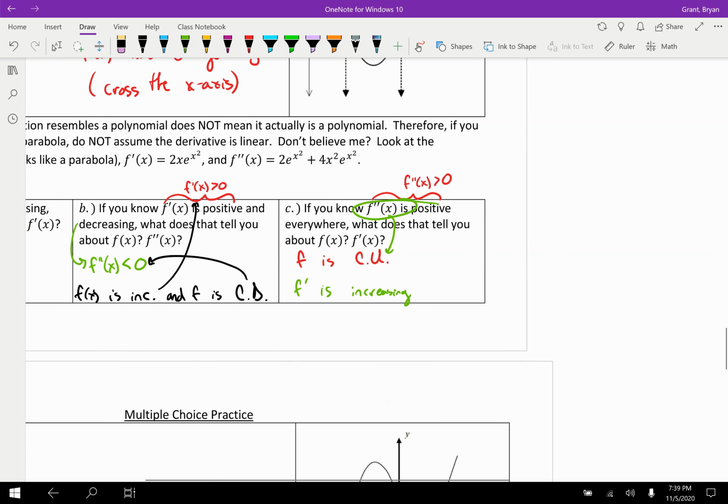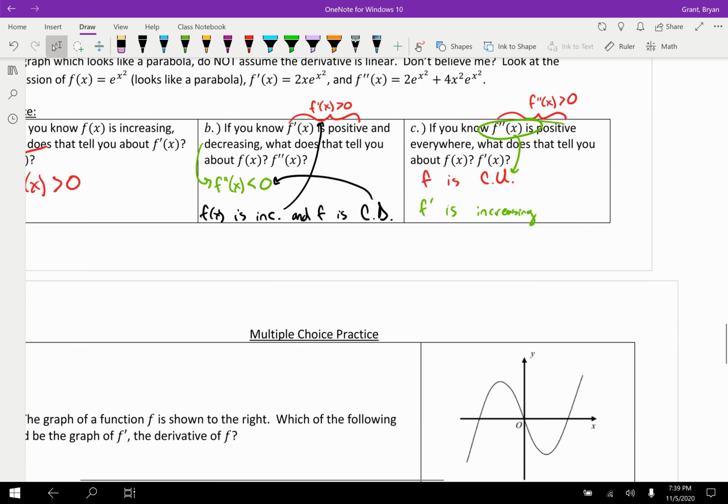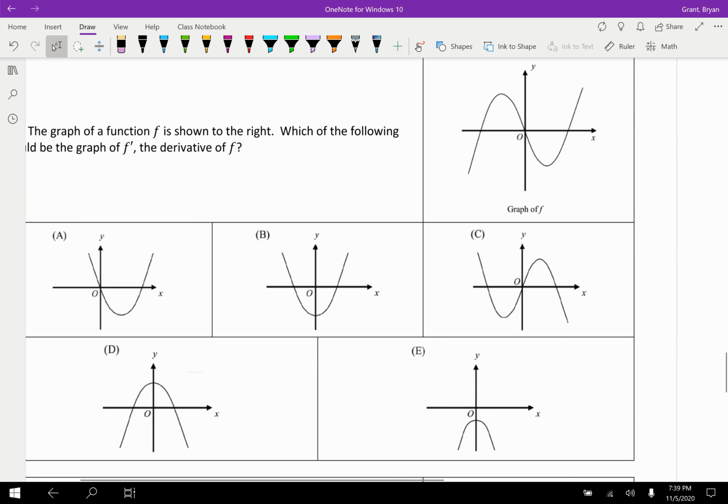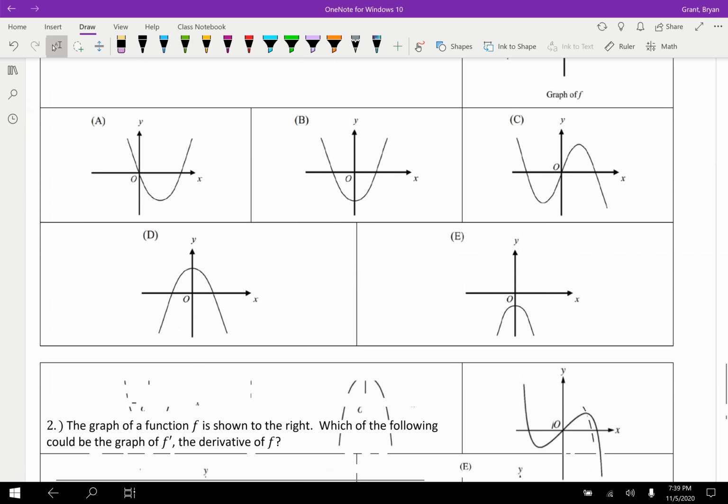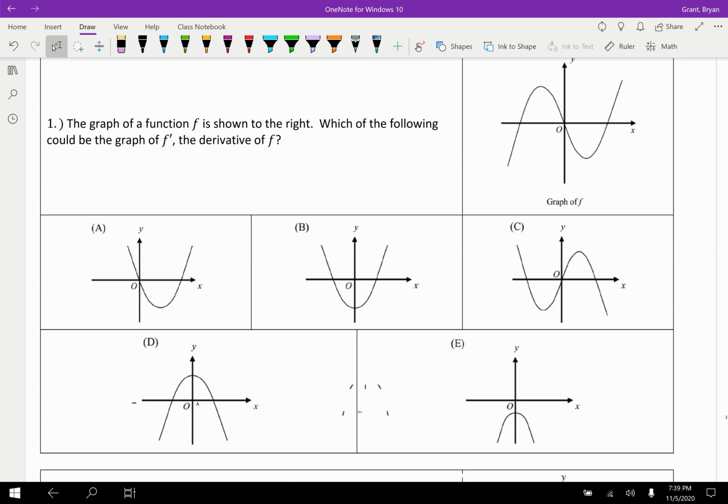So let's go ahead and try to put that into two multiple choice practice problems. They're pretty similar to each other, nothing too terrible. And then you guys are done for the day. So the graph of a function f is shown to the right. Which of the following could be the graph of f prime, the derivative of f? They want to make sure you know what that prime symbol means. Very nice of them. So honestly, you should pause and try both of these. Neither of them are super tricky, especially based on what we just did. And then unpause when you're ready and we'll check those answers.